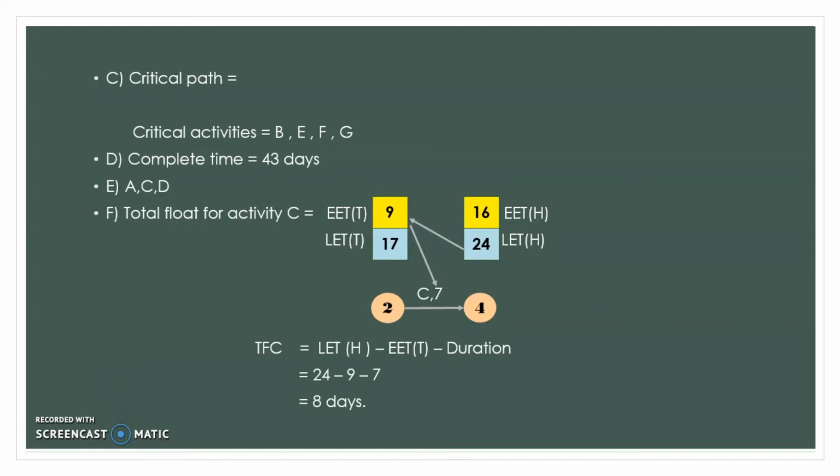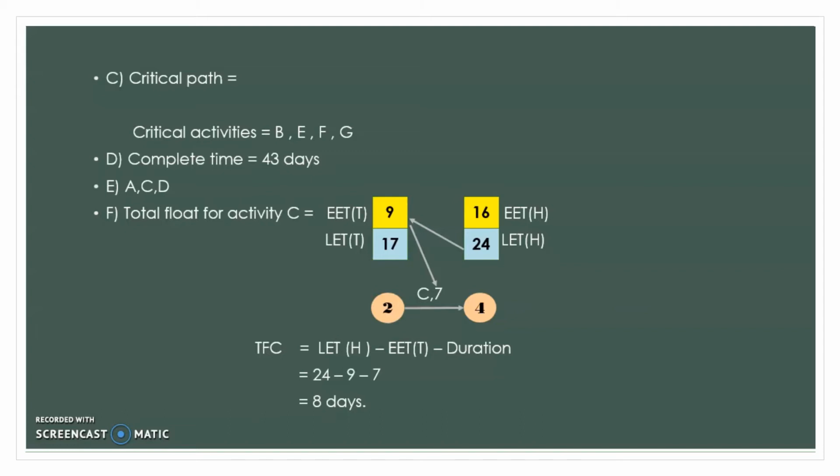Okay, I'm back. So the next question, which is C, is: identify the critical path and critical activities. Before that, what is critical path and critical activities? The critical path is the path whose activities are expected to consume the most time, which determines the completion time. So basically, the critical path is the path that has similar EET and LET.